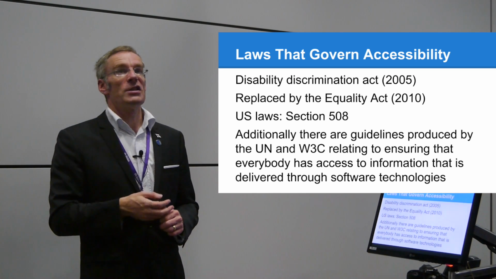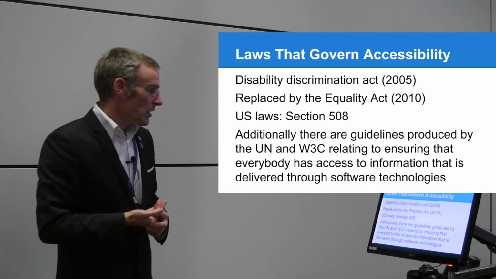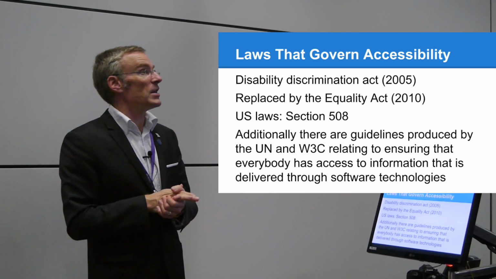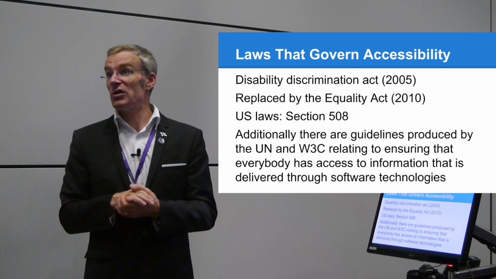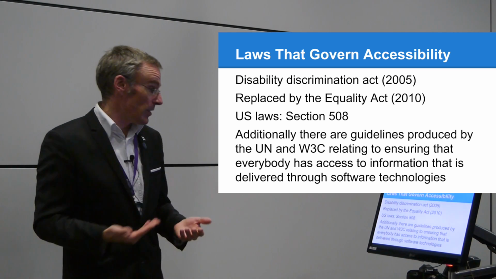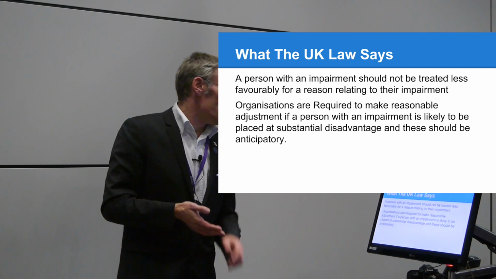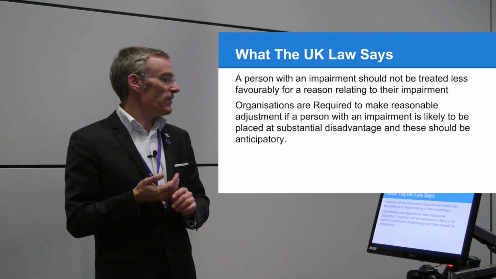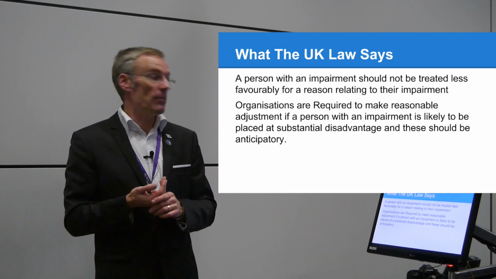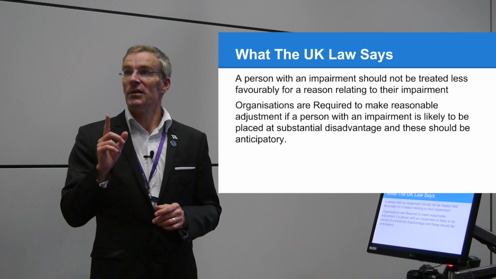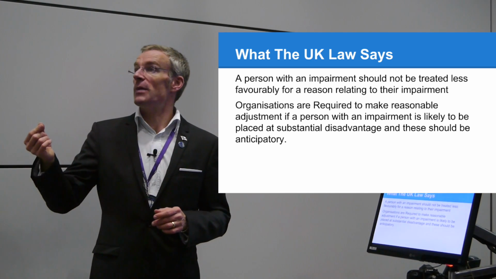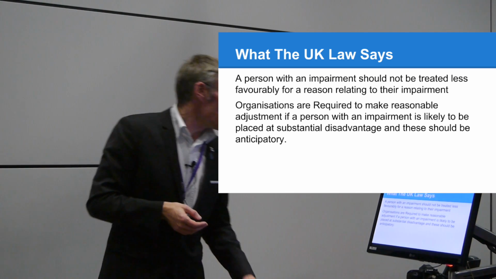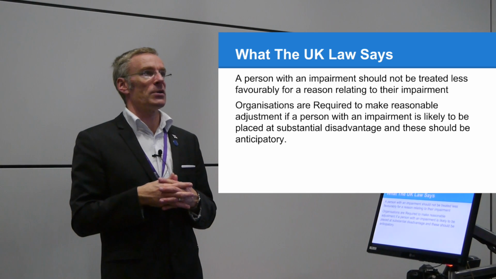And obviously, the chances are you're going to have a site which is going to be international. And there are guidelines produced by the United Nations and the W3C, which you should be aware of. You should take a look if you become a professional developer. A person with an impairment should not be treated less favourably for a reason relating to their impairment. That's the fundamental thing. So if the impairment caused them not to be able to see your website, that's a problem. And organisations are required to make reasonable adjustments.